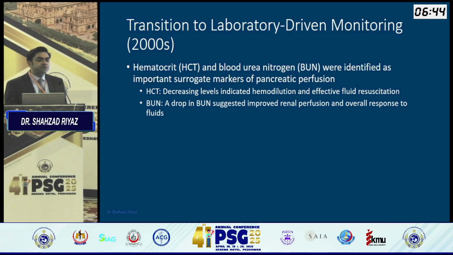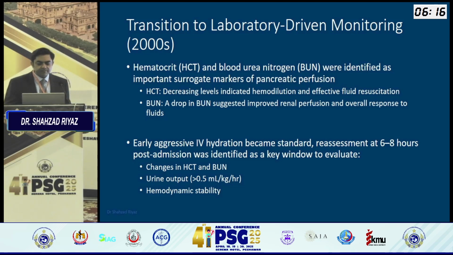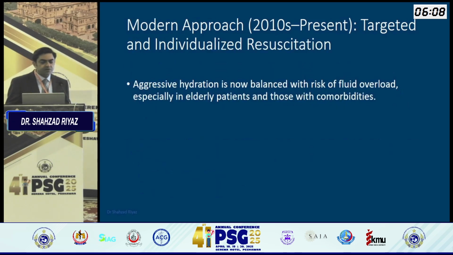parameters. And 2 of these parameters, including the hematocrit and the blood urea nitrogen, popped up as indirect markers of the perfusion of the pancreas. So if you can imagine with the hematocrit, if it goes down, then the patient has got hemodilution, which can be an indirect marker that the patient is well hydrated. And with regards to the blood urea nitrogen, it tends to go down if the kidney is well perfused. So if the kidney is perfused, the pancreas will also be well perfused. And therefore, these 2 markers do stand out. Also, there has been a shift towards reassessing these patients quite frequently, every 6 to 8 hours for these parameters.